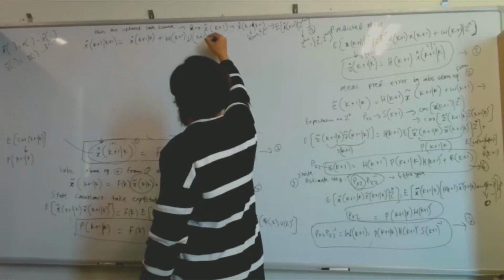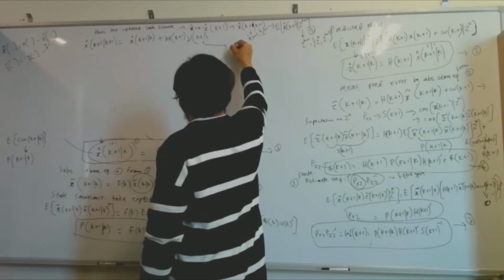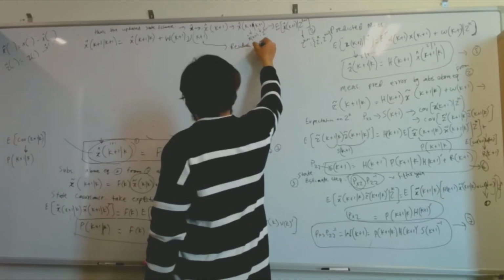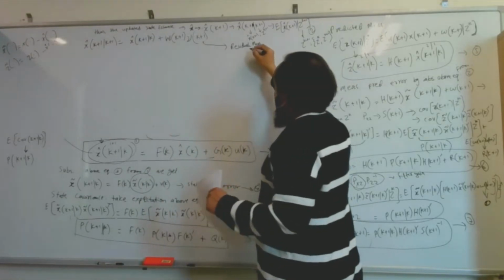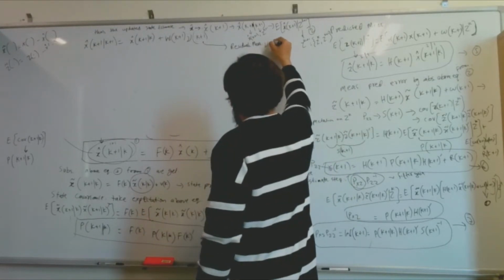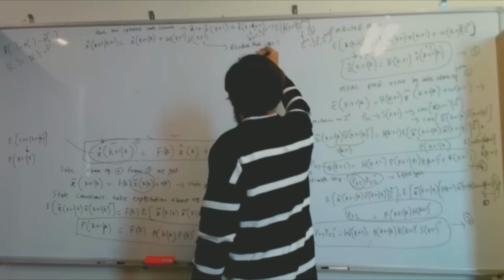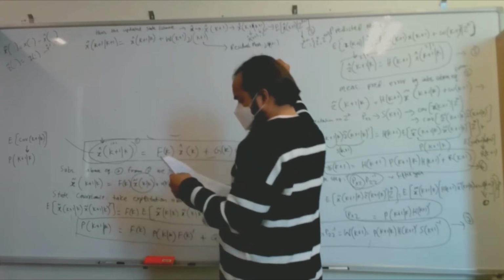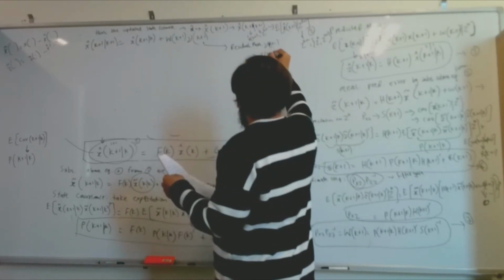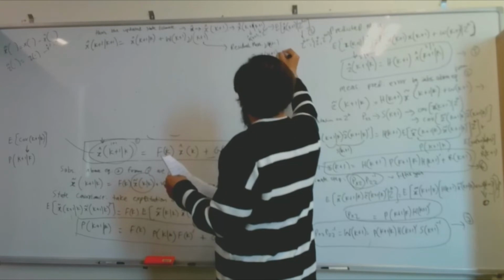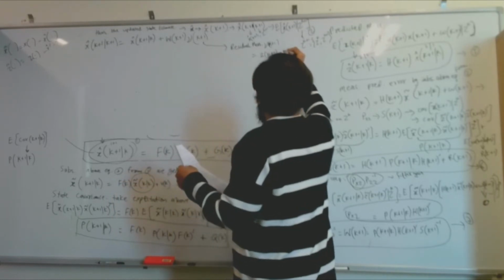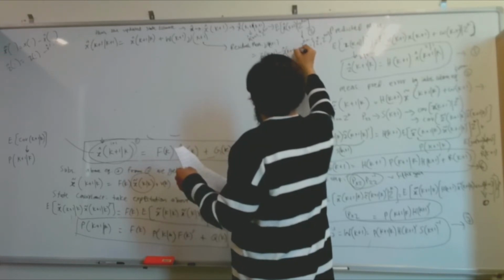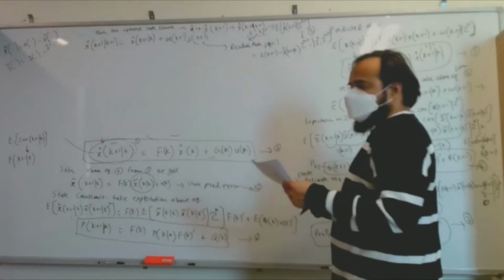So this is the residual measurement denoted by nu, and this is equal to z(k+1) minus z predicted measurement. Okay.